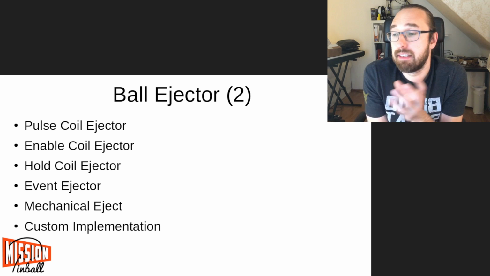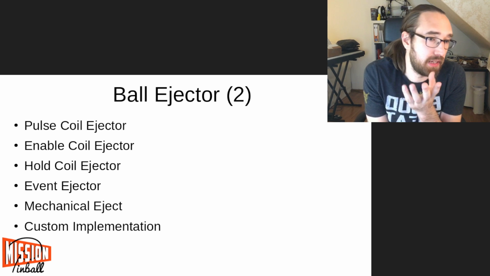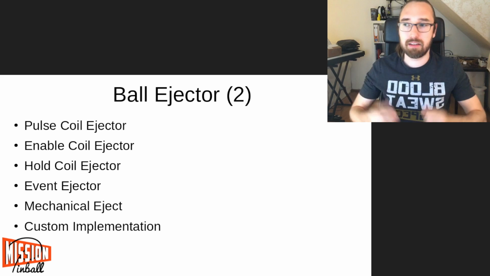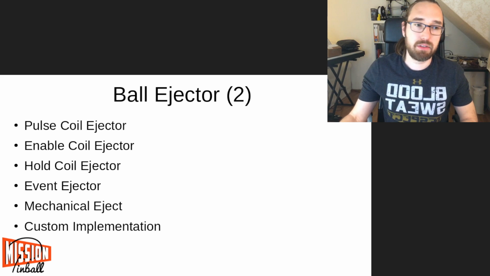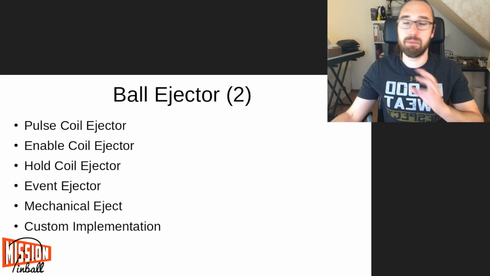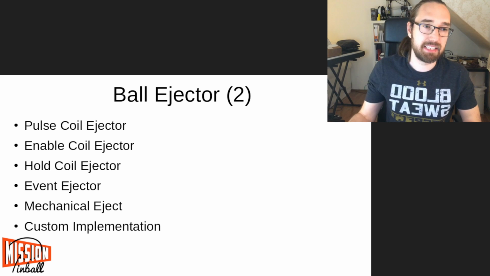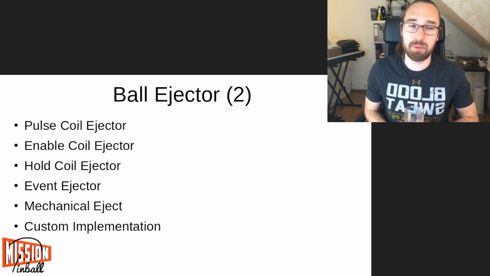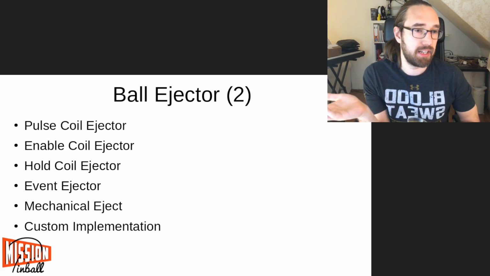And then there's the mechanical eject. That's for the plunger, right? So where the player ejects the ball. And this can be combined with any other ejector, but it only really works well with the pulse ejector because that's where it actually makes sense. But you could use it with other ejectors as well. And then again, you can have custom implementations.